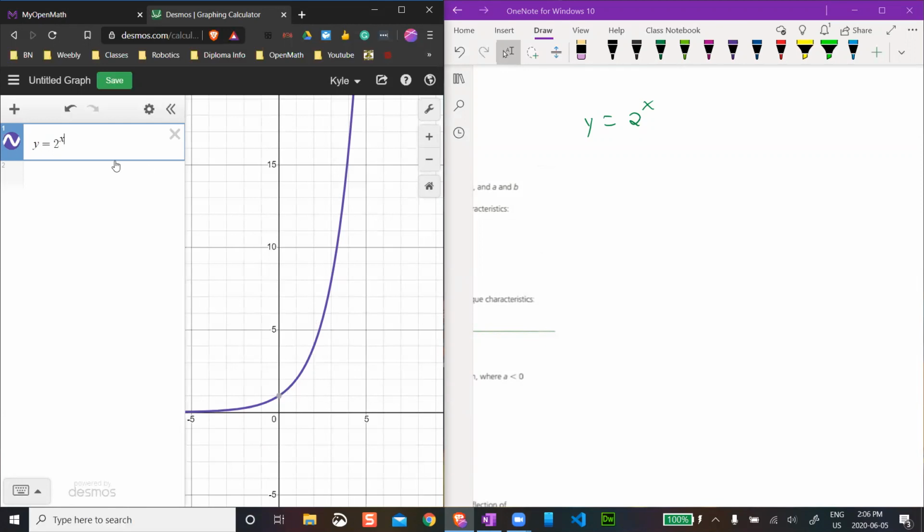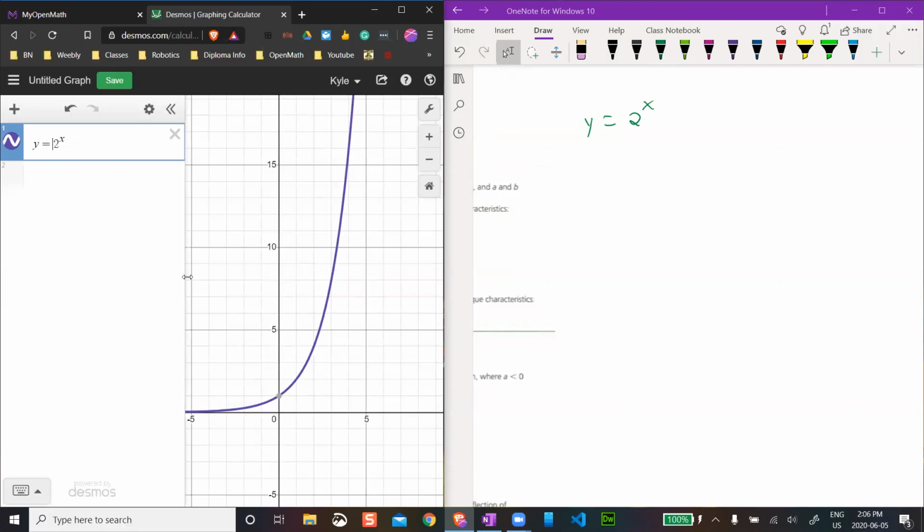As a little review here, remember what would happen if I had a number out front? If it had been something like 3 times 2 to the power of x, do you remember how that makes it cross now at 3? That's going to be my y-intercept. Okay, so that was the case.